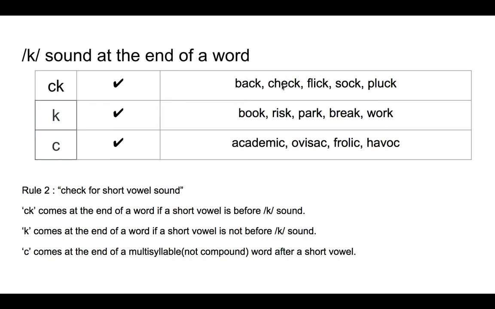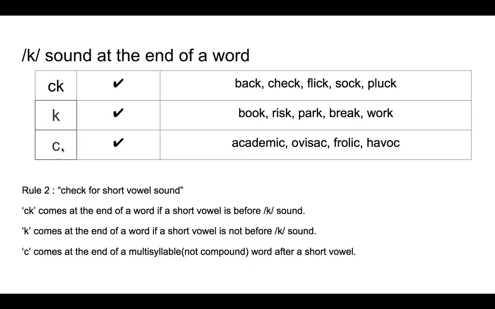So CK comes at the end of a word if a short vowel is before the k sound, whereas the letter K comes at the end of a word if a short vowel is not before the k sound. So it could either be a vowel digraph, a consonant, or an R-controlled vowel, anything else other than a short vowel sound. So first check for the short vowel sound. If it is present before the k sound at the end of a word, then the choice is CK. Otherwise, it would be K.